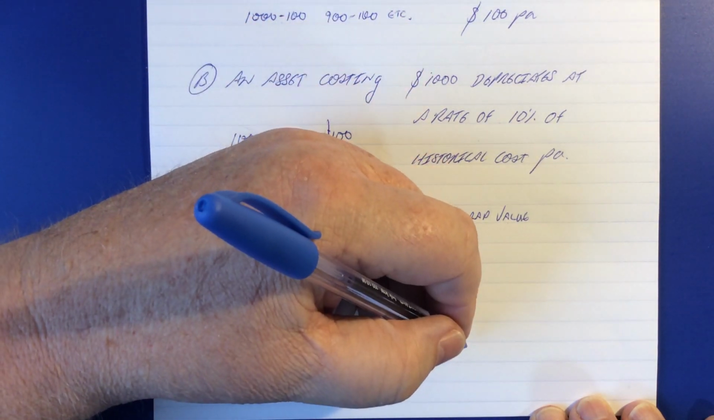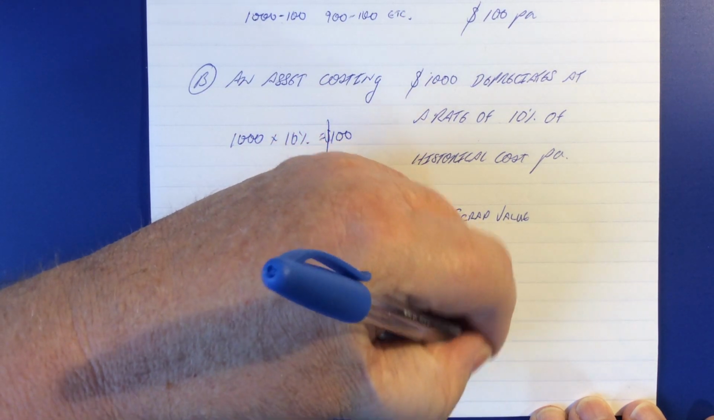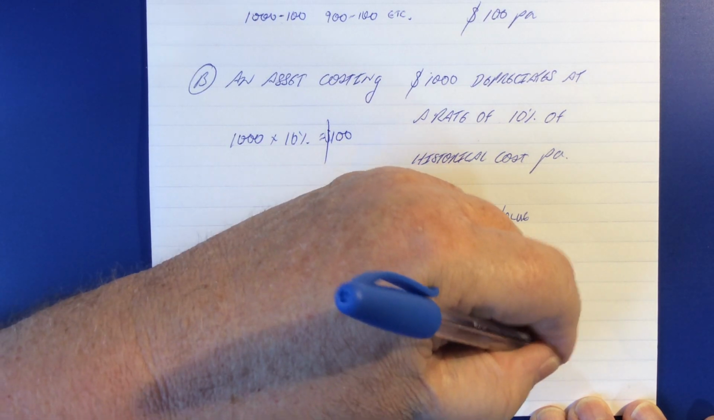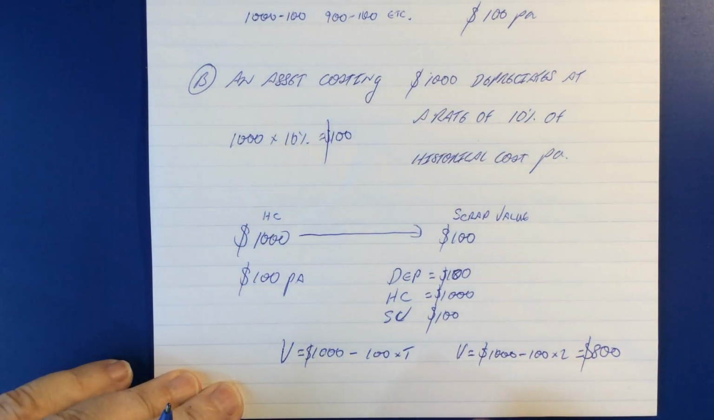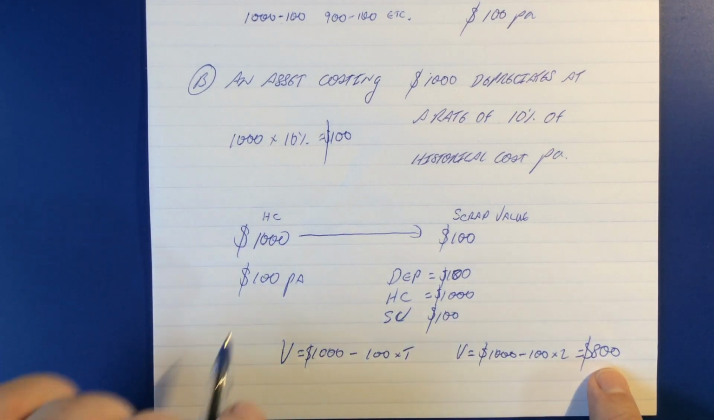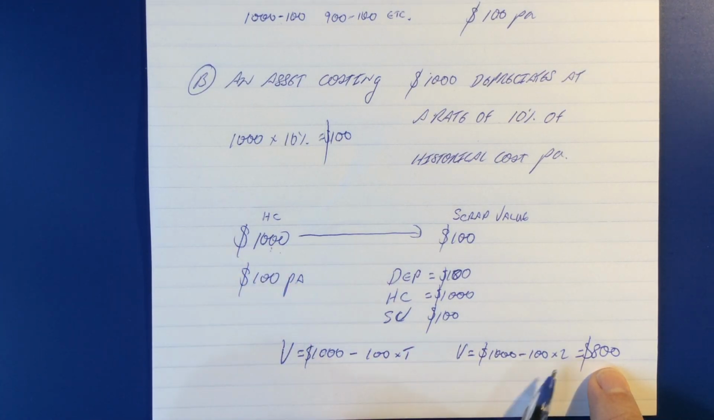Right, so let's go. Value is equal to $1,000 minus 100 times 2, which equals $800. So the book value, or the expressed value of this asset, which cost $1,000, after 2 years of depreciation is going to equal $800, which means that we've had $200 of depreciation.